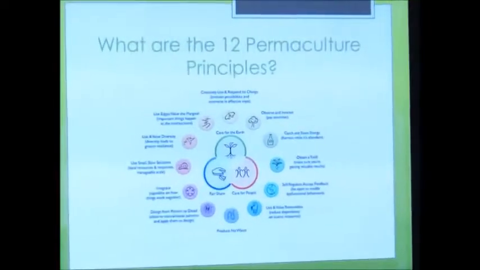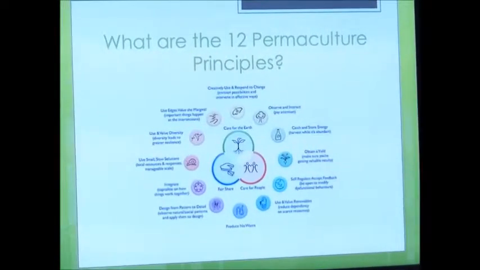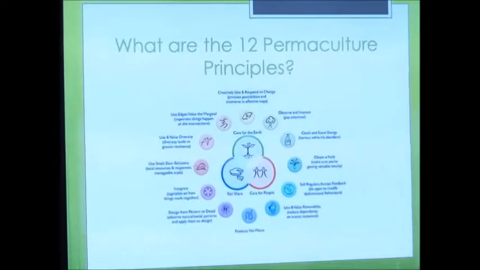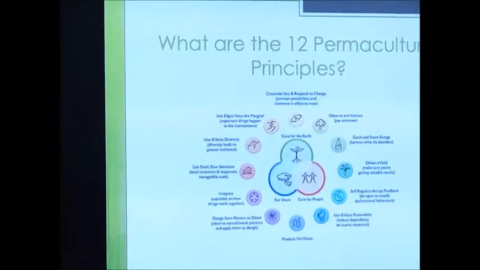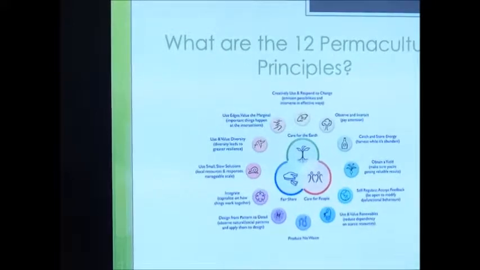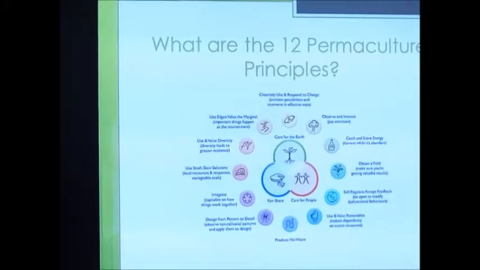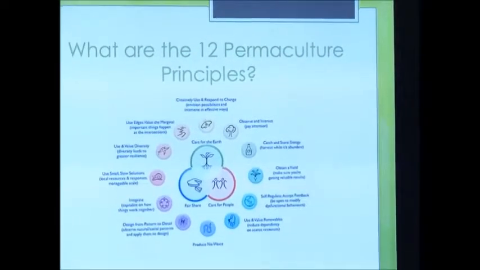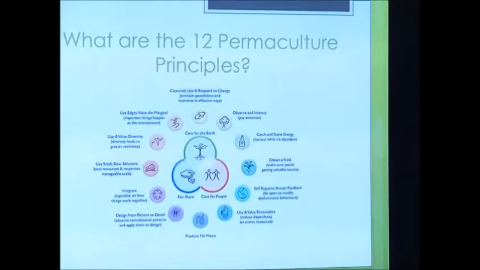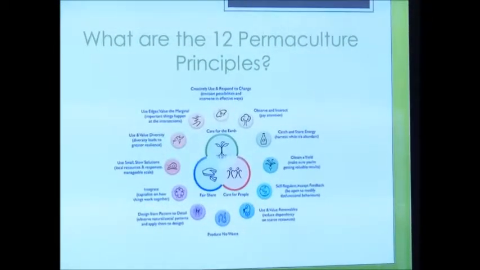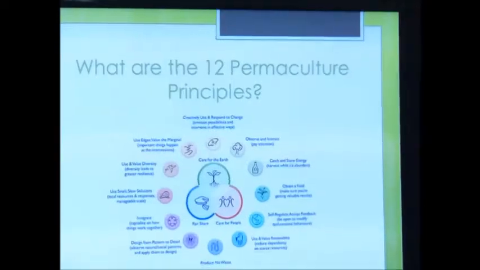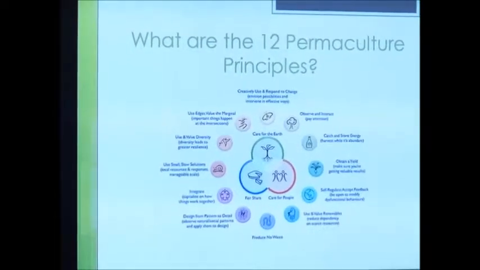The 12 principles of permaculture are: creatively use and respond to change, and envision possibilities and how to work with those possibilities. Observe and interact with your environment or surroundings, and catch and store energy, which can be water, wind, sunlight, any number of different sources of energy. Obtain a yield from the energy that you store, whether that is in food production or whatever the case may be. And self-regulate and accept feedback.